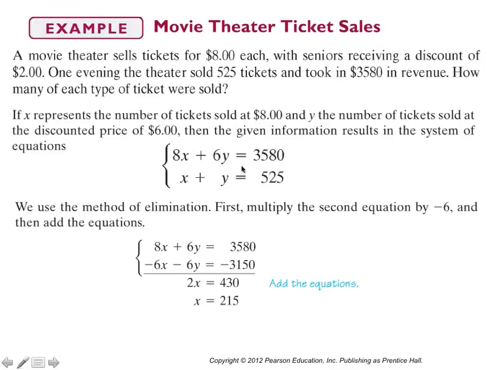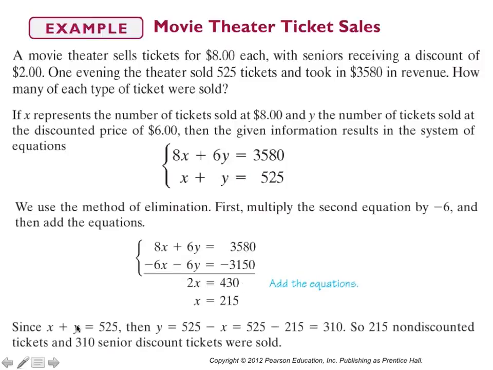So if you multiply the second equation by negative 6, you're left with negative 6x minus 6y equals negative 3150. You still have this same first equation, and now we just add those together. 8x minus 6x is going to give you 2x. The y's cancel, just like we'd like them to. And this 3580 minus 3150 becomes 430. Then we divide both sides by 2, so we get x equals 215.